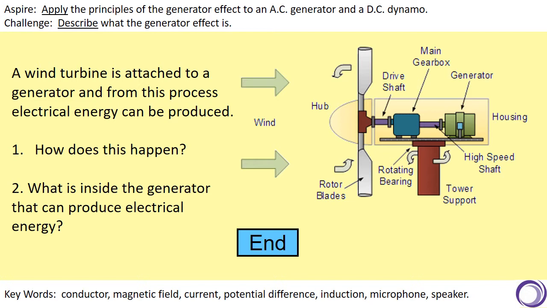A generator is made up of magnets and coils of wire. All that happens then is that the magnets are rotated within the coils of wire, and that's how we generate electricity. The rotating bearing underneath that diagram there is so that the whole thing can turn into the wind to get the greatest amount of kinetic energy out of the wind possible.